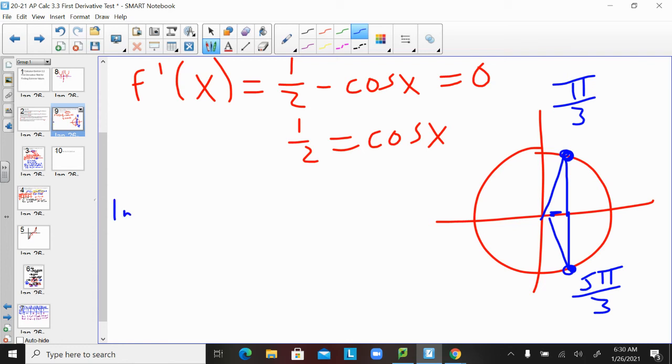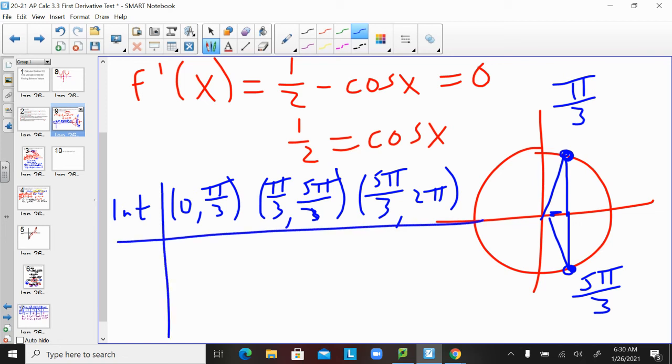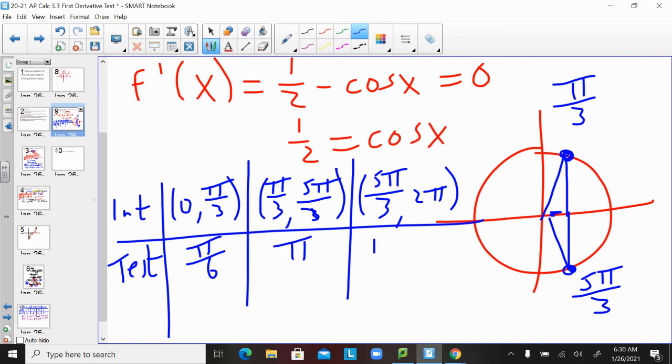So my intervals: the first one goes from 0 to pi over 3. Next one goes from pi over 3 to 5 pi over 3. And my last one goes from 5 pi over 3 to 2 pi. All right, I need a test value in each interval. I might pick pi over 6 for that one, pi for that one, and I guess I have to pick 11 pi over 6 for that one.